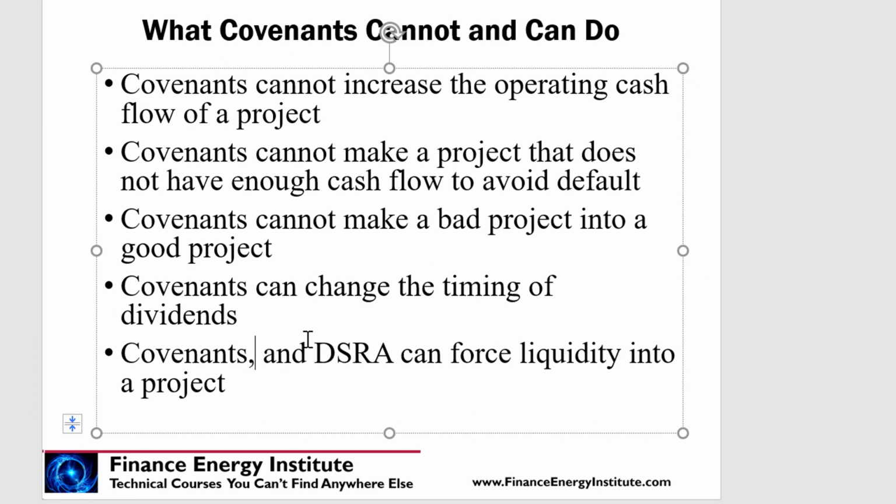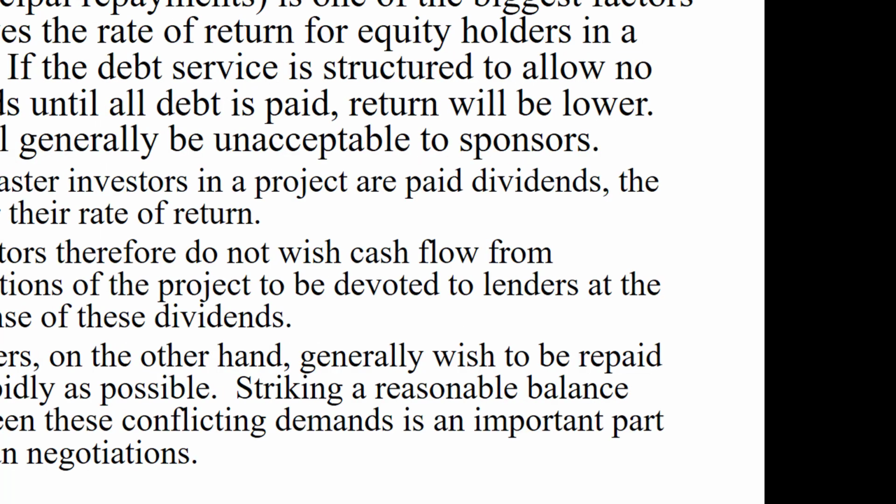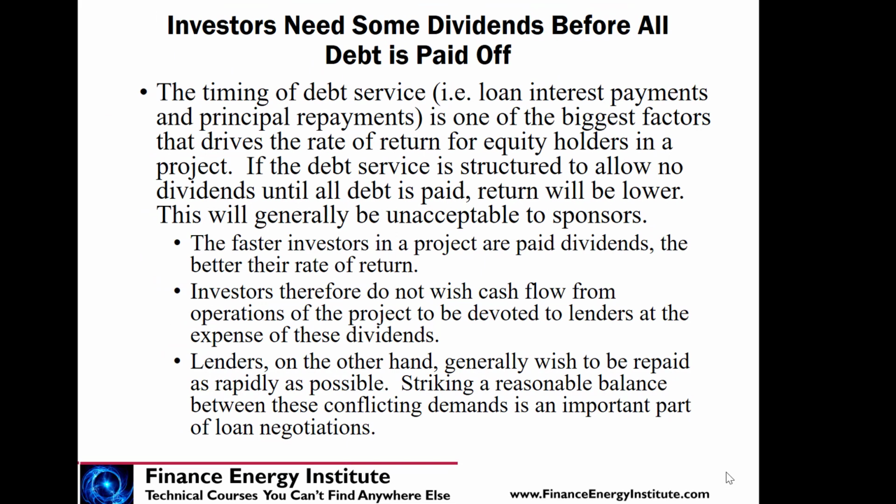Covenants, MRA, and DSRA can force liquidity into a project so you can make sure you have a little cash on hand. Now, the basic thing about project finance is we can't have a cash flow sweep where we never allow dividends until all the debt is paid off, because then investors would have to wait maybe 20 years to get paid. They can't do that. They need a little bit of money. You've got to allow some dividends, but how you allow them is the tricky part.